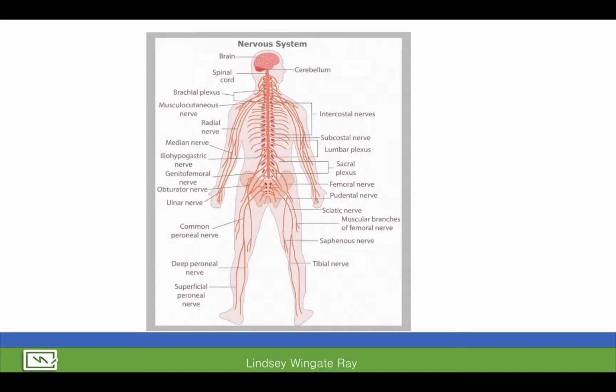This is an example of the nervous system. You can see the brain, the cerebellum, the spinal cord, and brachial plexus, and all of your nerves. You have intercostal nerves, which are inside your spine, your subcostal nerves, your lumbar plexus, your sacral plexus, your femoral nerve, sciatic nerve, saphenous nerve, and tibial nerve. You have peroneal nerves down here by your tibia and fibula bone, and superficial peroneal nerves.